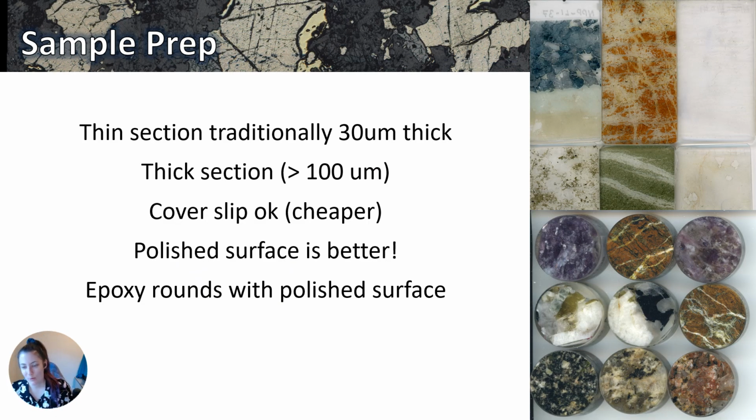So for optical petrography, for geology applications, we need to prepare our samples into thin sections. Thin sections are a 30 micron piece of rock, which is glued onto a glass slide. These can either have a glass cover slip put over the top of them or have a polished surface. Sometimes we make thick sections, which are 100 microns thick, but these are for specific applications, which I'll talk about a bit later. Or we can do epoxy rounds, which are little pieces of rock mounted in epoxy resin and then polished on their surface.